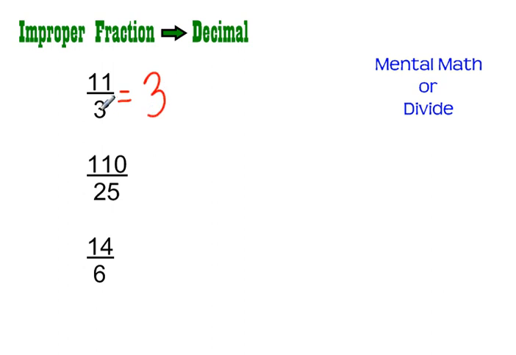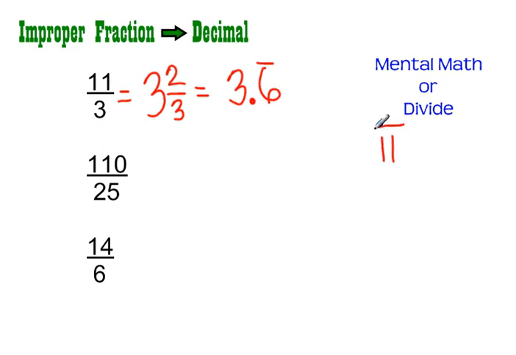I know that because 3 times 3 is 9. Well, I was trying to get to 11 and I only got to 9, so how many pieces are left over? 2. The denominator stays the same. And as a decimal, the whole number 3, and here's one of those fractions you are lucky to have memorized, 2/3, 0.6 repeating.